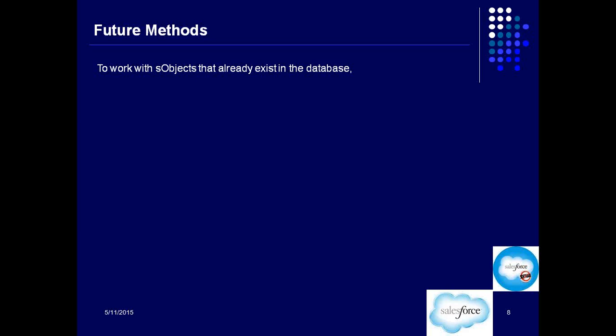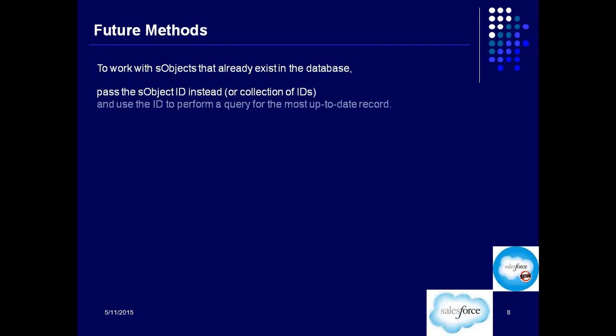To work with S objects that already exist in the database, pass the S object ID instead, or a collection of IDs. Correct? So ID is a primitive. So what you can do is pass IDs or a collection of IDs and perform a query on those IDs, so that the most up-to-date records are retrieved when the method is actually getting executed. Got it?